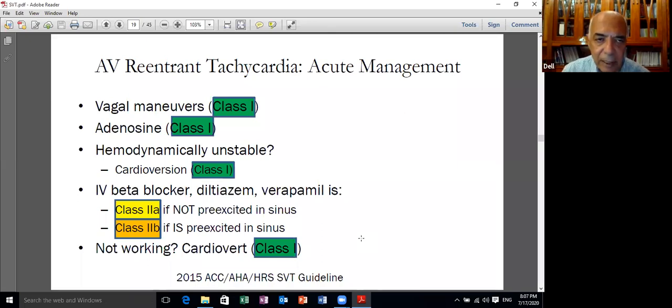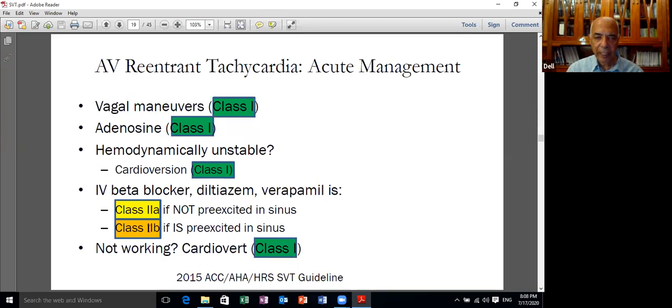Now again, the treatment in the acute stage: vagal maneuvers, as we alluded to, adenosine, and if hemodynamically unstable, cardioversion. Then if nothing of this works, then we go to calcium antagonists and IV beta blockers. Now it's important to know that these three drugs carry the recommendation of 2A and 2B.